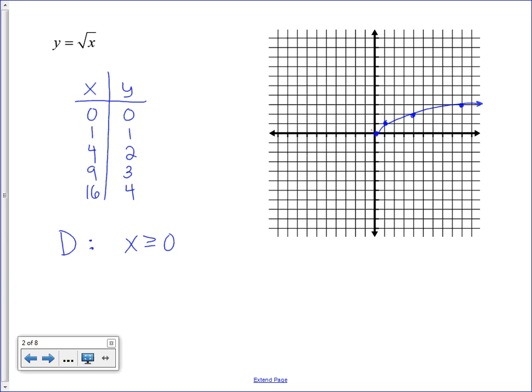And then for my range, I'm looking at the y values. The lowest y value I have is also 0. And it is also going to increase slower, but it's going to increase up to infinity because this graph goes on forever. And eventually reach infinity, so our y values are also y is greater than or equal to 0. So state your domain and range by saying what x and y values are on your function.